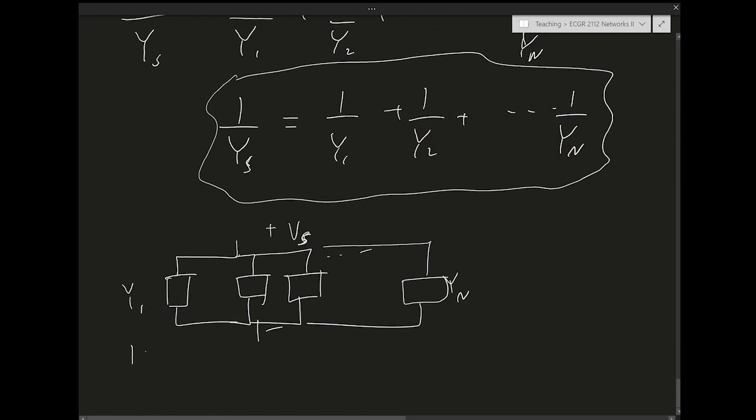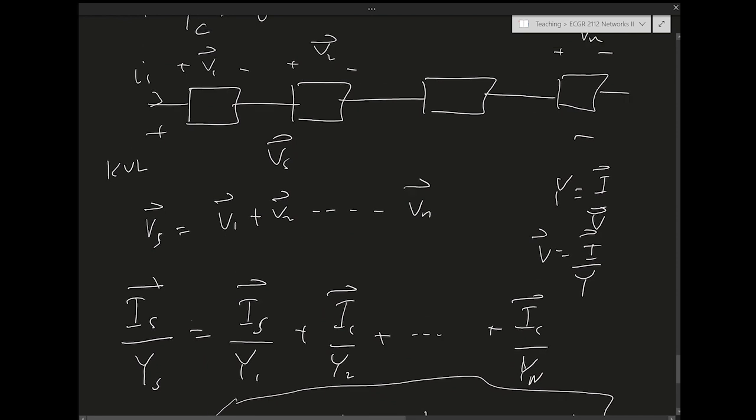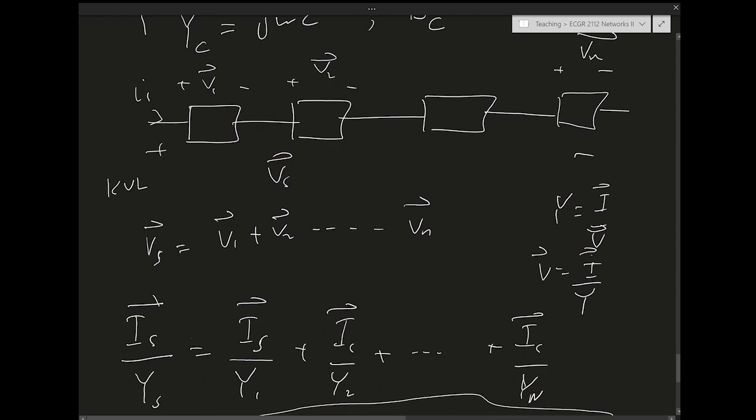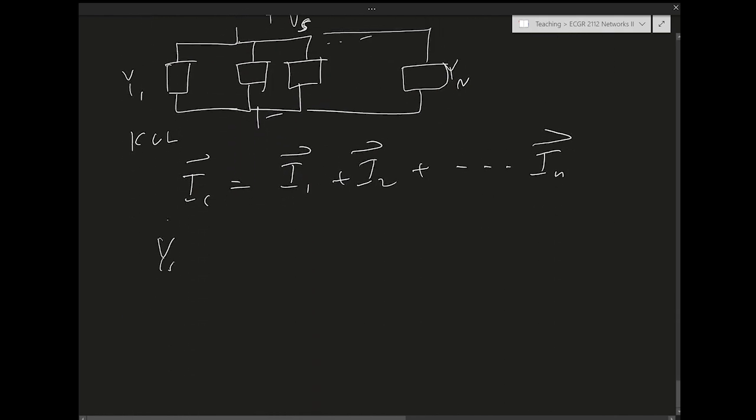But then I use KCL and I say that Is equals I1 plus I2 all the way to In. Using Ohm's law in phasor form, I know that each I equals Y times V. So Is equals Vs times Y equivalent, Y parallel.